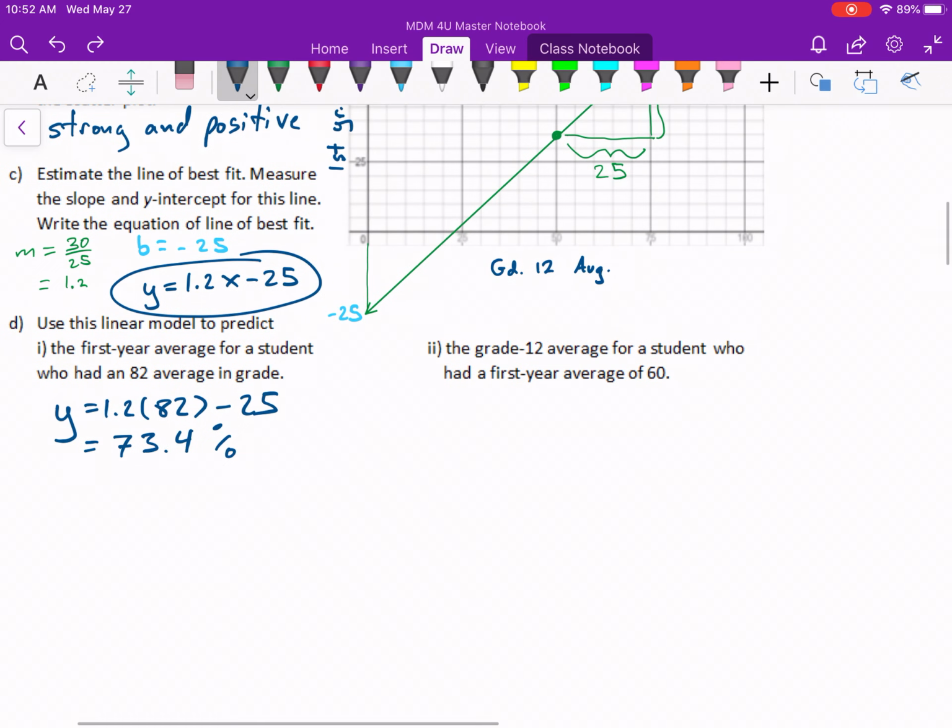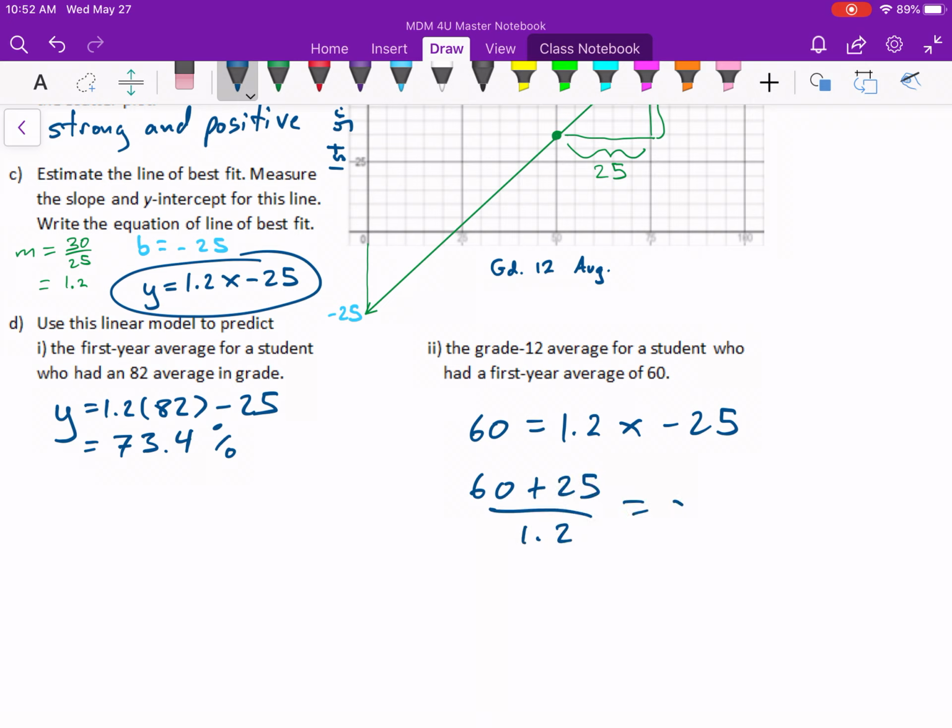Now this is our y value, so I'd put 60 in here. 1.2x would be the grade 12 average. And then I can solve this. I can add 25 to both sides and divide by 1.2. I can predict that they probably had an average in high school of about 71%.